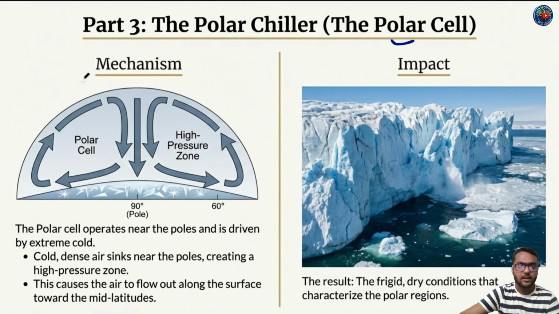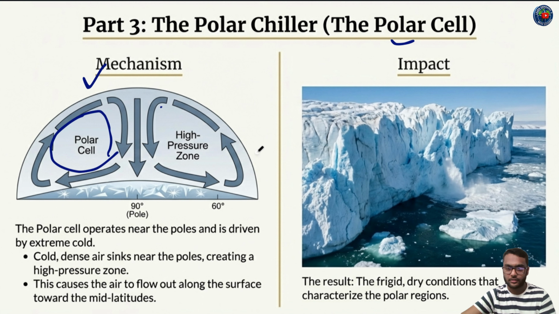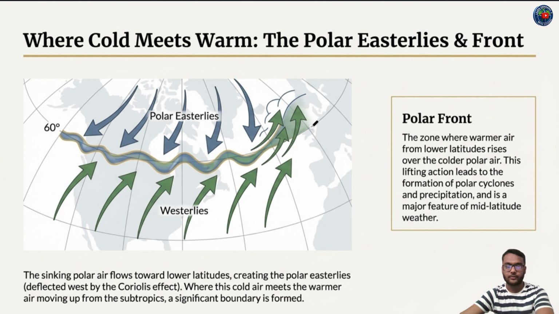Lastly, the polar cell. The main mechanism is this: it's more like this, and this is the high pressure zone. The polar cell operates near the poles and is driven by extremely cold, dense air that sinks near the poles, creating a high pressure zone. This causes the air to flow out along the surface towards the mid-latitudes. And the result is the frigid, dry conditions that characterize the polar regions.